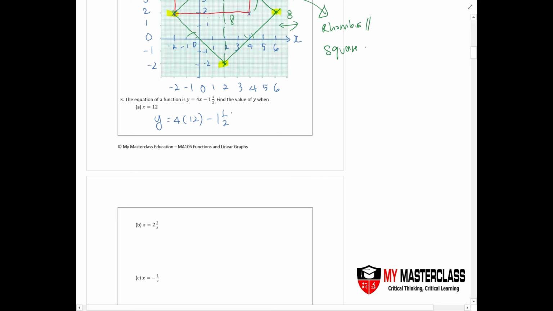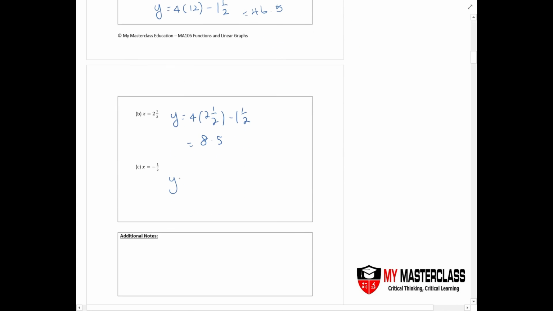So this one would give you 46.5 as your answer. Again, y = 4(2.5) - 1.5. This would give you 8.5 as your answer for y. Again, y = 4(-0.5) - 1.5. You have -2 - 1.5, and you would have -3.5.